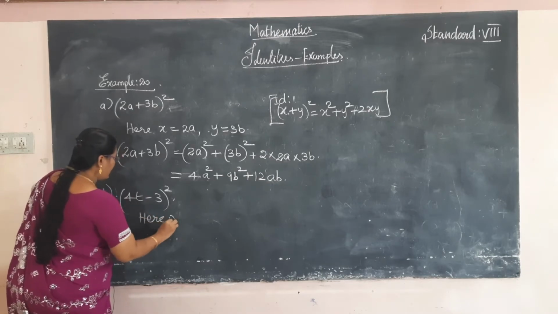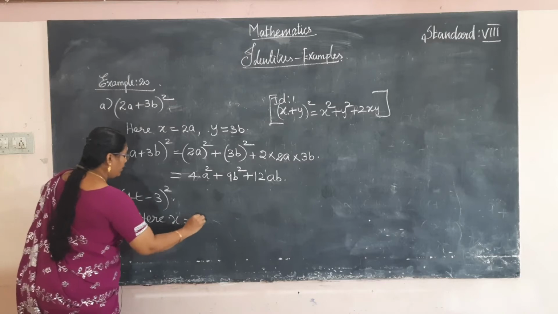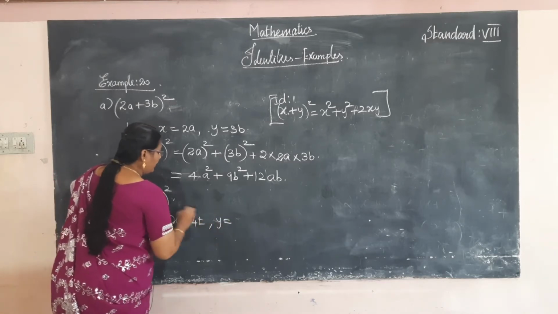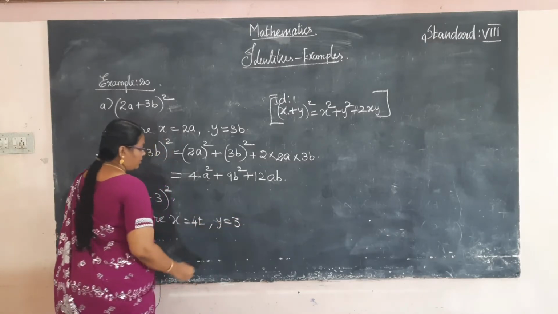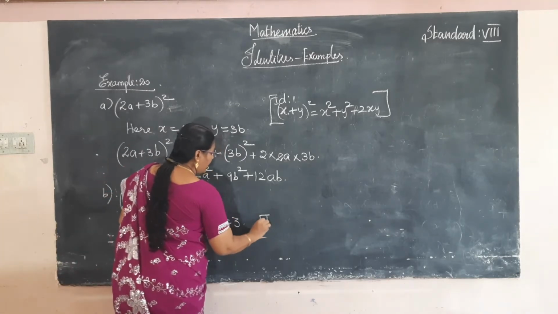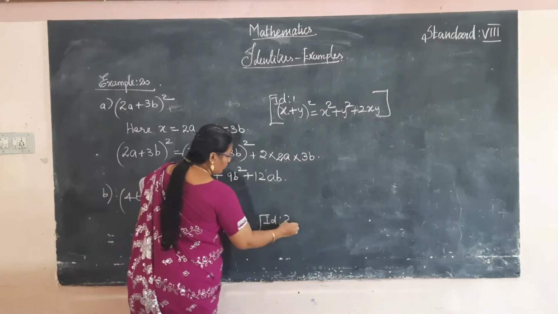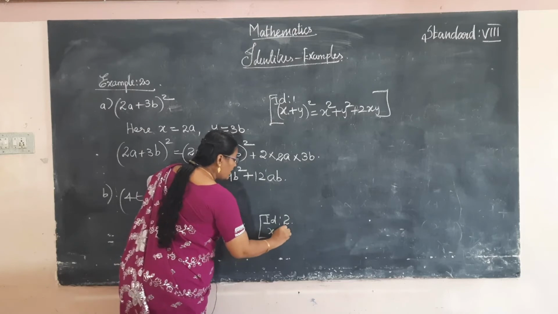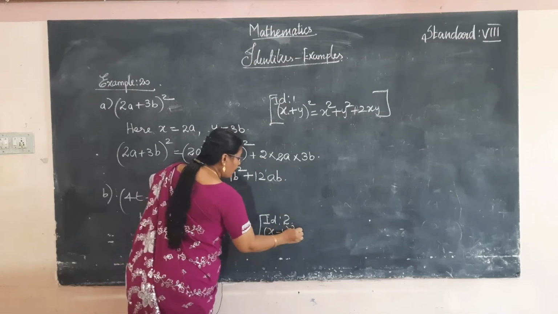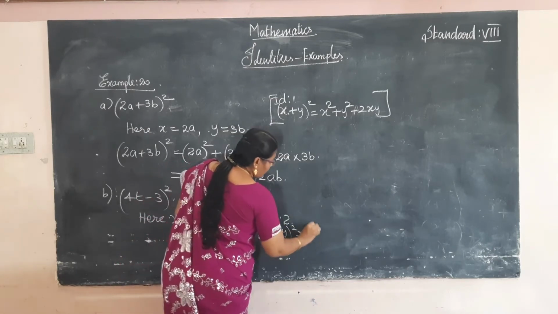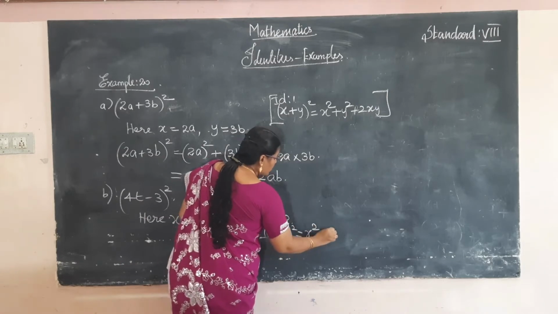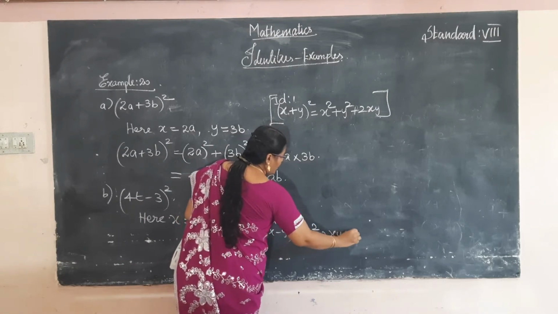What is the x value? 4t. Y value is equal to 3. We have used identity 2. What is that formula? (x minus y) the whole square is equal to x square minus 2xy plus y square.